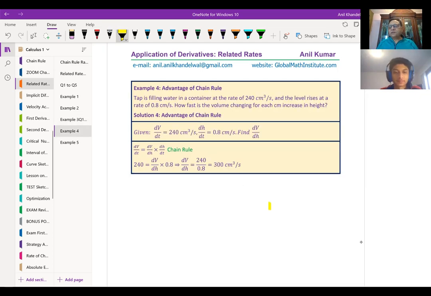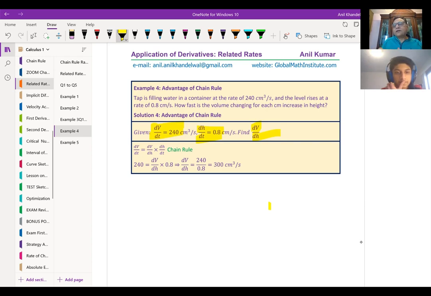Next question, please. Can you please read it? Yes, sir. A tap is filling water in a container at the rate of 240 centimeter cube per second, and the level rises at a rate of 0.8 centimeters per second. How fast is the volume changing for each centimeter increase in height? So we have to now find dV/dh. You get the idea? We have to find dV/dh. So slightly tricky.